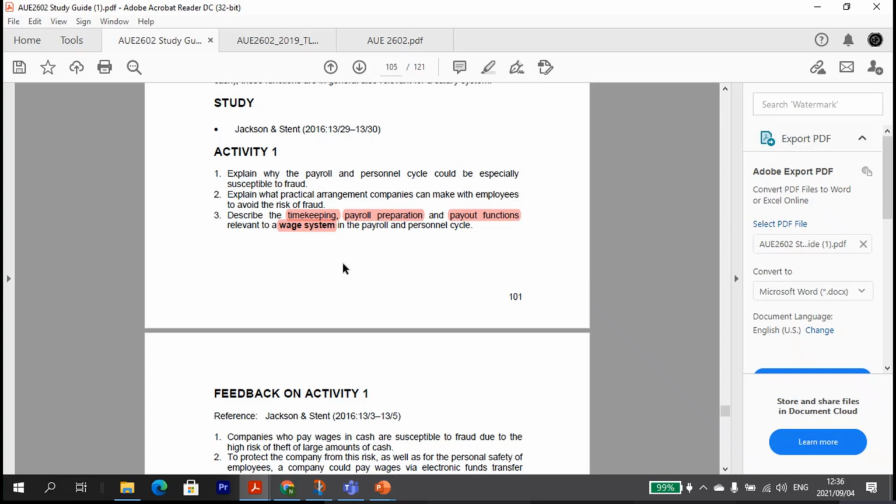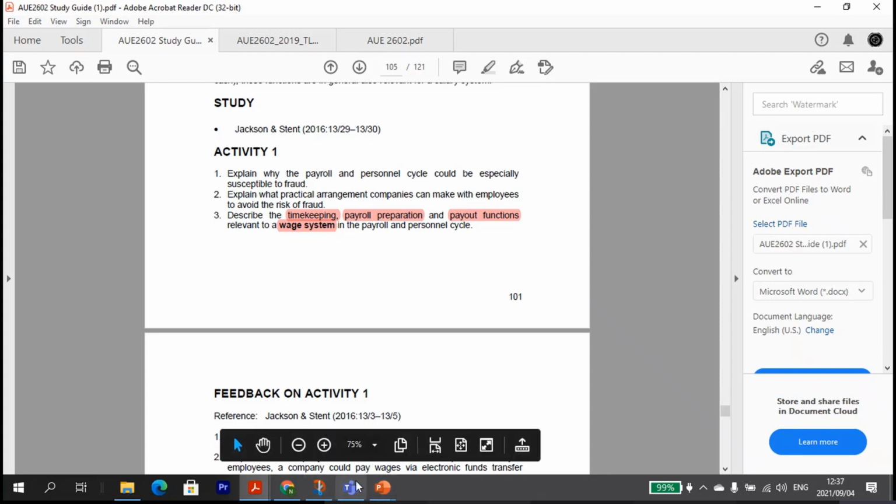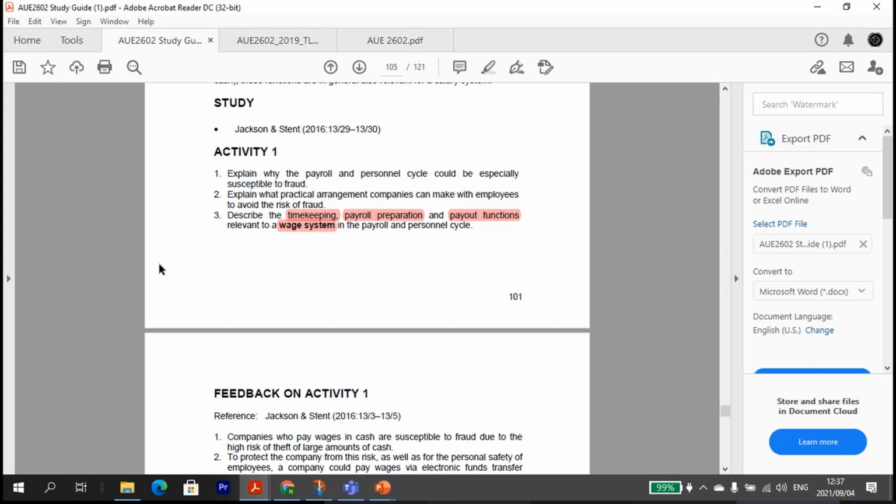And the payout function, what does it entail, and how is it relevant to a wage system? Okay, the payout function is basically the final stage of doing the payroll. It links with the payroll preparation. So the payout function is basically if you pay cash or if you pay via EFT. So if you pay by cash, it is physically going to the bank, drawing the money, putting it in envelopes, or whatever procedure your company has. But then you must also make sure that you calculate your risk of getting the cash, bringing it in, making sure that the money is counted correctly. You must have internal controls there to make sure that there's no theft or fraud on that side.